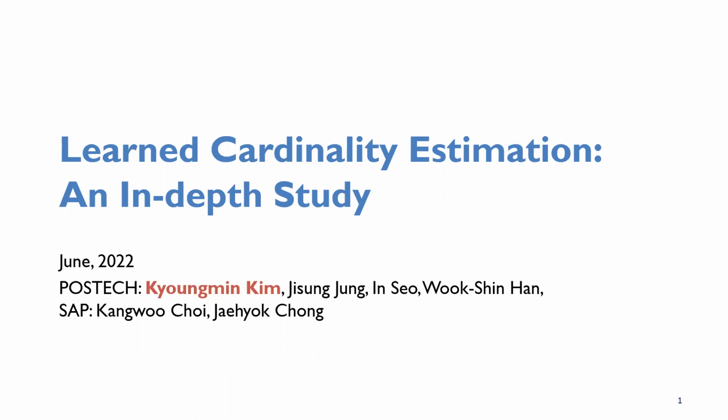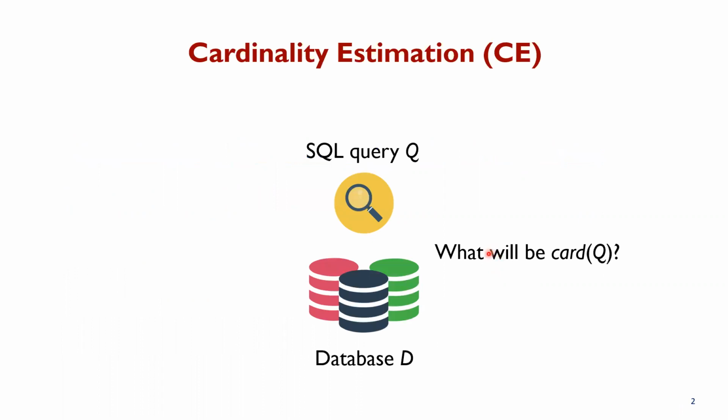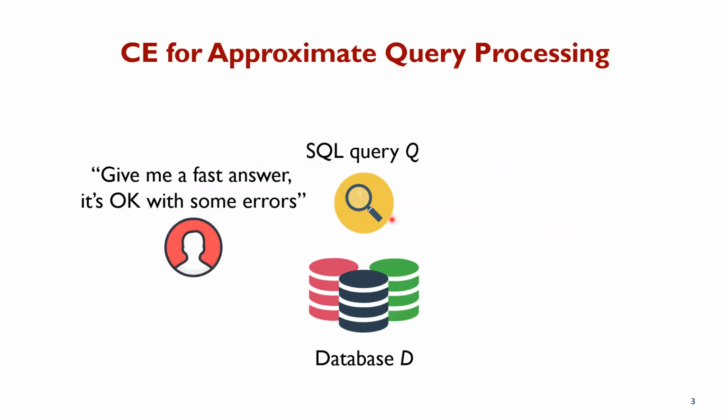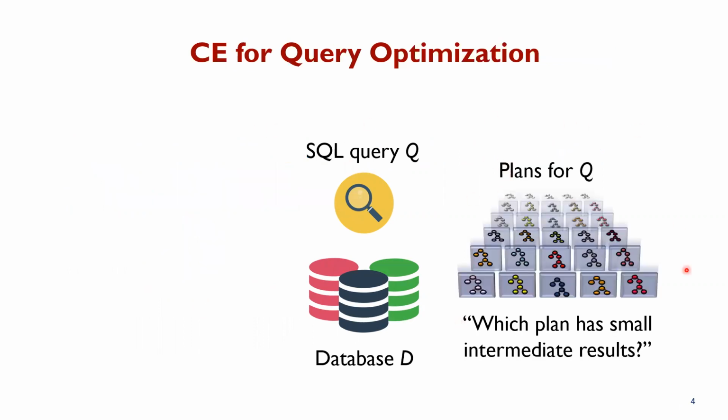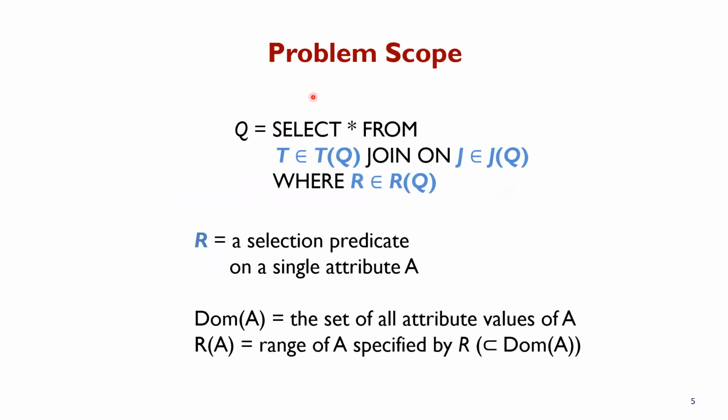I present an in-depth study about learned cardinality estimation. Cardinality estimation is to estimate the number of query results on a database. This can be used for approximate query processing or in query optimization in RDB methods. We focus on select-join queries.